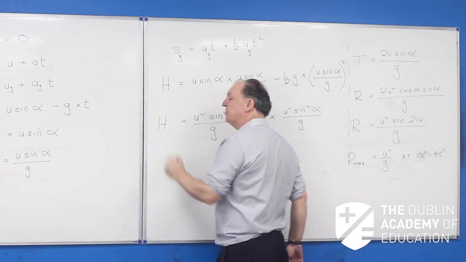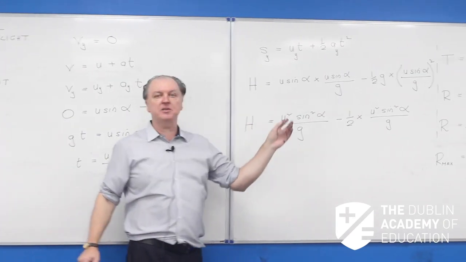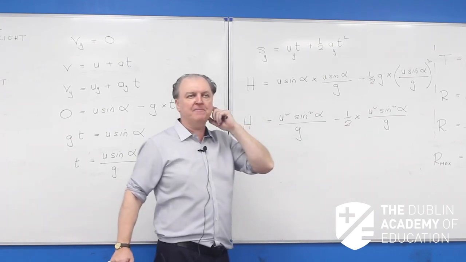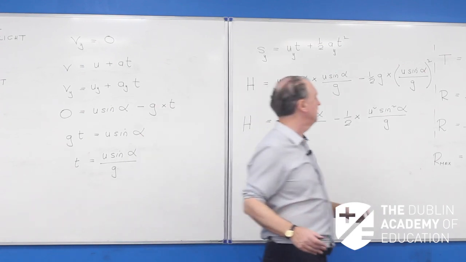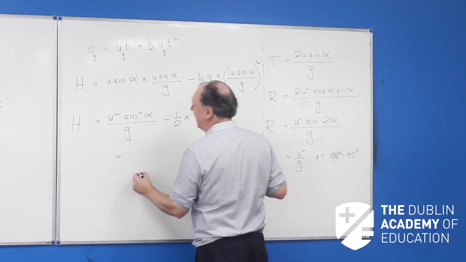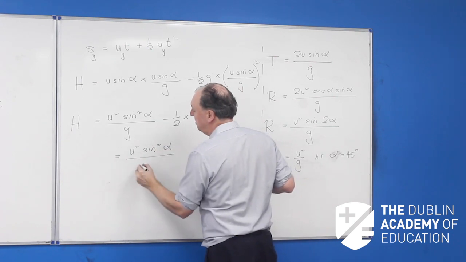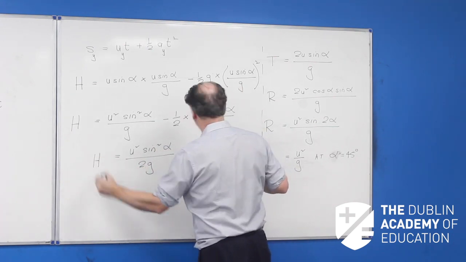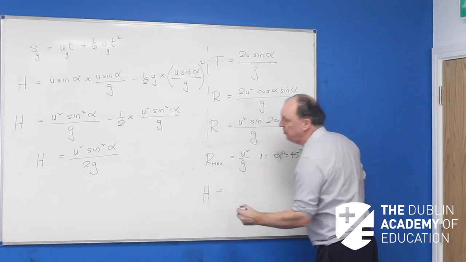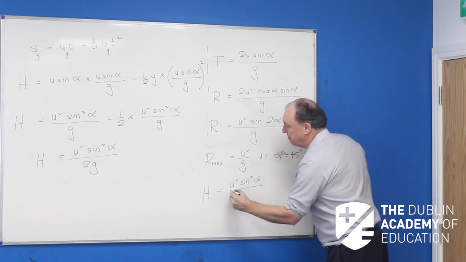Bit like we had in a previous problem, isn't it? I've got 2 terms. See that term there, U squared sine squared alpha divided by G? There's 1 of them, and there's minus a half of the same variable there. So 1 minus a half is a half. So if I put that together, but you can do whatever way you feel comfortable with, I end up getting U squared sine squared alpha divided by 2G. That's my formula for the maximum height. I'm going to write this down here. H is equal to U squared sine squared alpha divided by 2G.